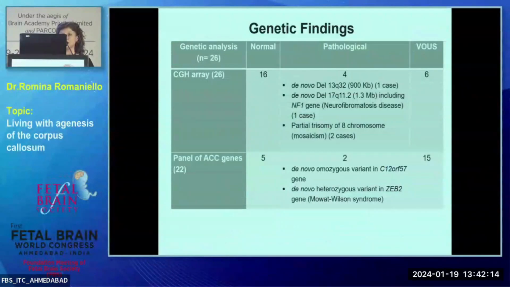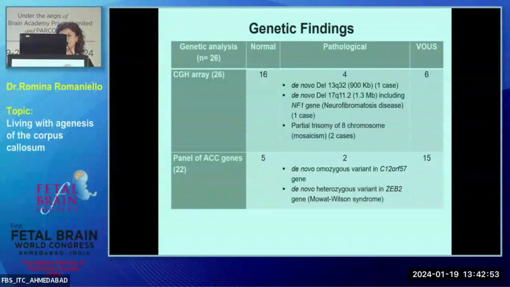For genetic findings, a CGH array was performed in 26 subjects, was normal in 16, pathological in 4, and a variant of unknown significance in six subjects. A de novo deletion in 13q32 in one case, a de novo deletion in 17q11.2, including the NF1 gene, in neurofibromatosis disease in one case, and a partial trisomy of chromosome 8 mosaicism in 2 cases.